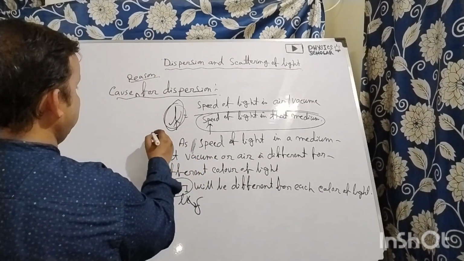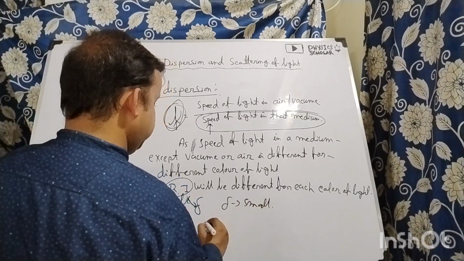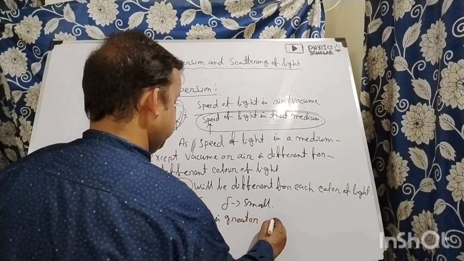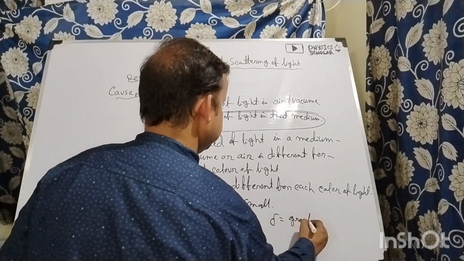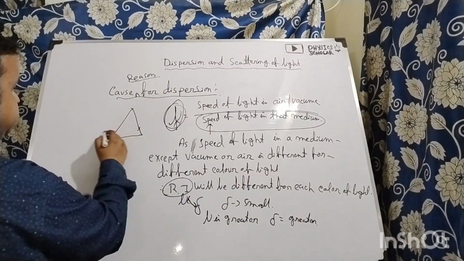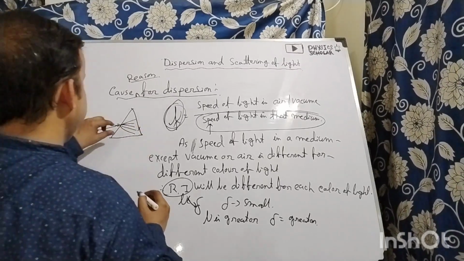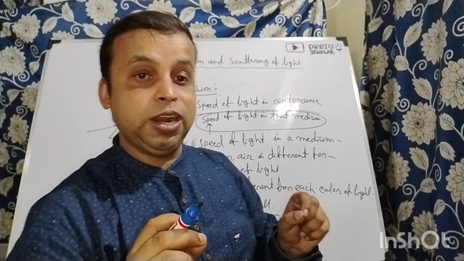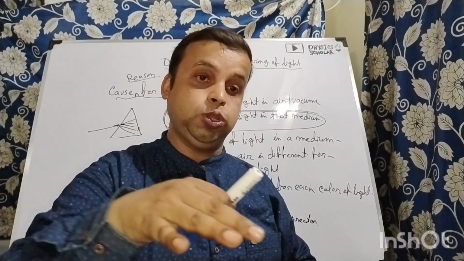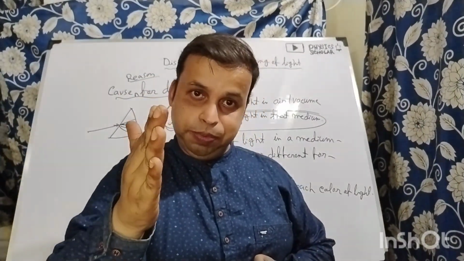Okay, so what will happen? If refractive index is small, then angle of deviation will also be small, and if refractive index is greater, then angle of deviation will also be greater. So what is happening when a white ray of light enters into a prism? As the speed of different colors of light will be different, the refractive index for the different colors of light will also be different. Now the color for which the refractive index is small, the angle of deviation will be small.